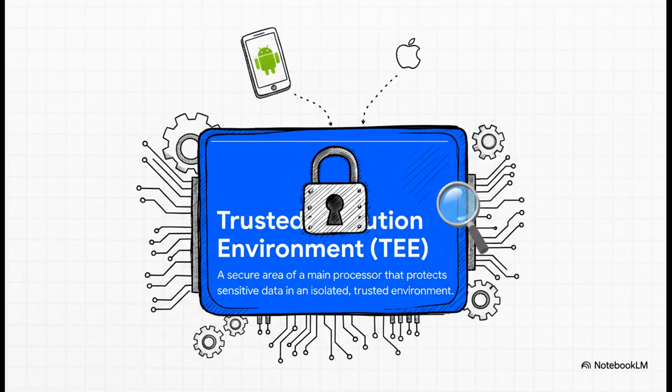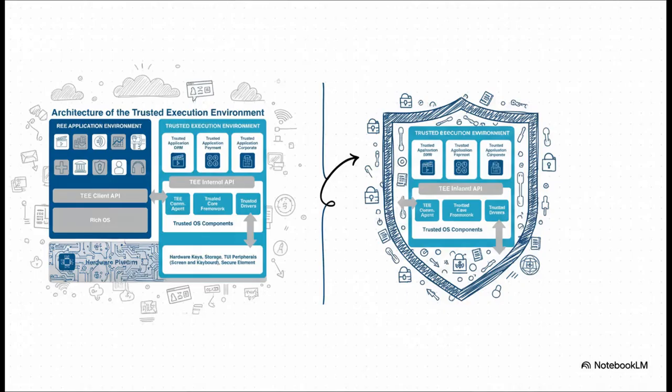Now, I know this slide looks a little technical, but the single most important thing to see here is that big dividing line right down the middle. On the left, you've got the normal world, your apps, your user interface. We call that the Rich Execution Environment, or REE. And on the right, totally walled off, is that secure vault we've been talking about, the Trusted Execution Environment, or TEE. They are running on the exact same chip, but they are worlds apart.